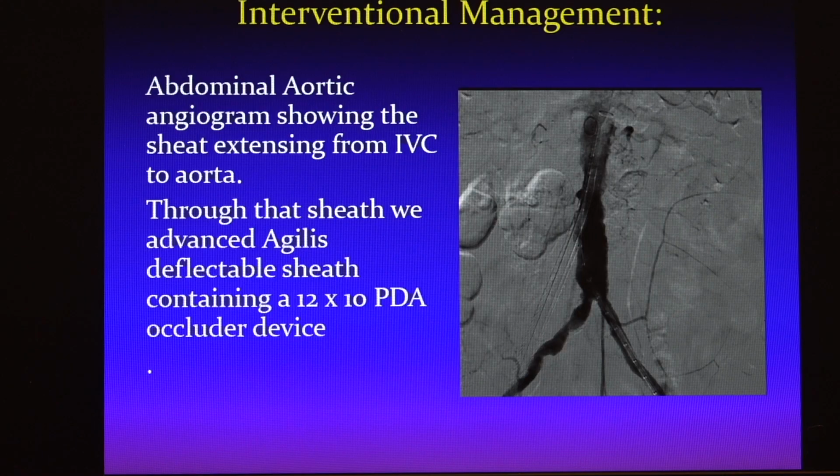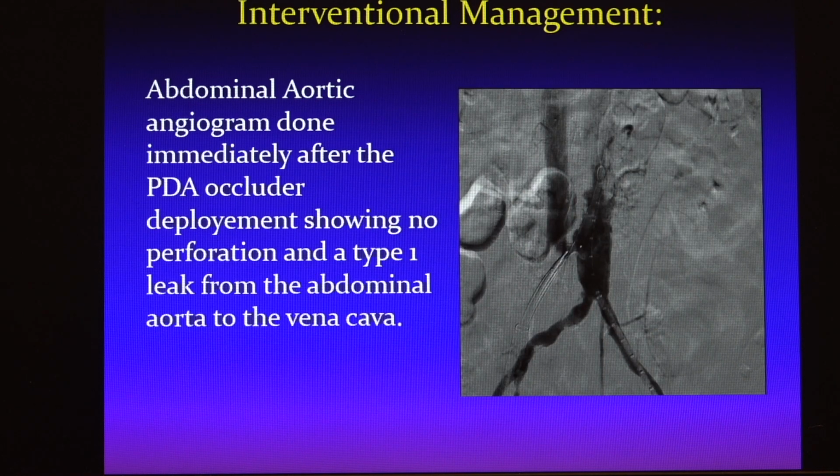So what you do, you get this Aegis sheath all the way there. Then you have to retract the 24 French sheath over this, and you have to retract it all the way to the IVC. If you keep this in the track and you don't get it to the IVC, the patient will be bleeding actually from the aorta.